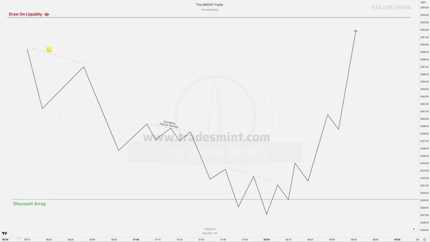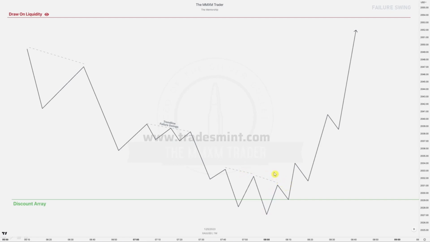Over here we've got multiple failure swings. We have a high over here, which this high fails to take out. Then over here we've got this little trend line going on, which is a set of failure swings. So this high fails to take out this high, and this high over here fails to take out this high. And down here we've got even more: high, lower high, and even a lower high. So all failure swings around here. Now, once we hit that discount array and we've got a low formed over here, we want to be targeting those failure swings as our draw on liquidity.